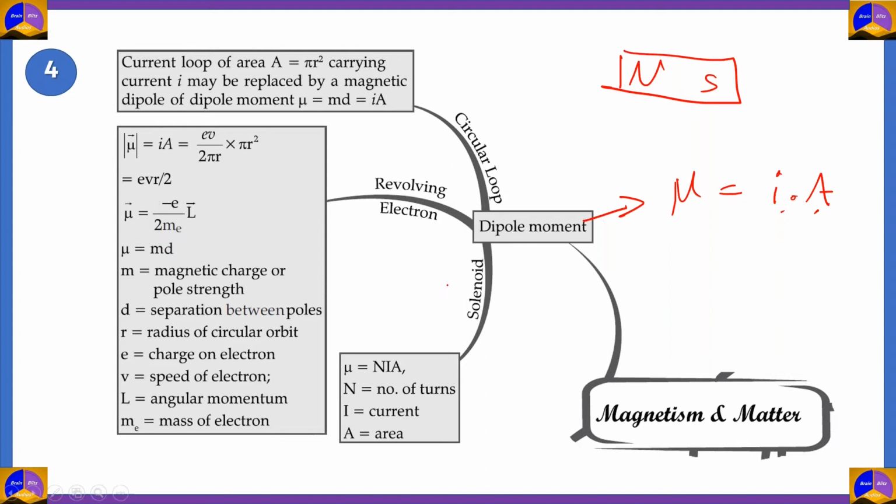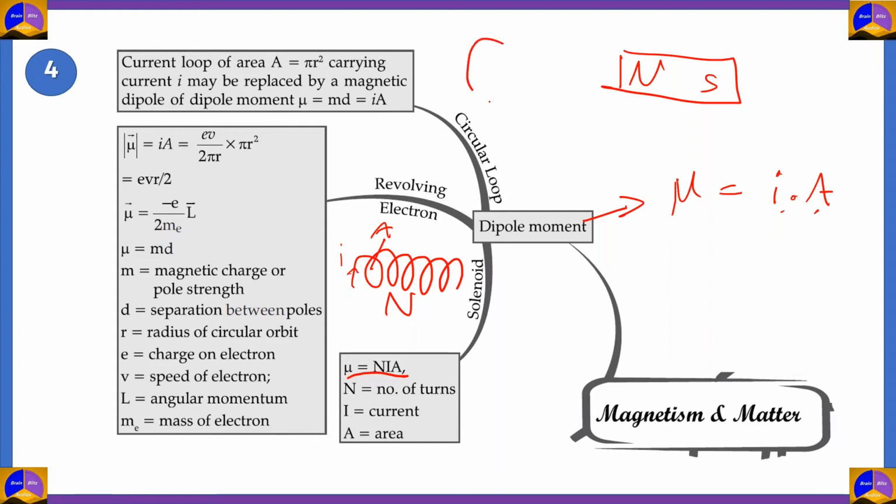So when it comes to a solenoid that has n amount of turns, and each turn has an area A, and the current I is passing through the whole solenoid, in order to find out the effective dipole moment, we need to multiply the dipole moment obtained at each turn times n. So the value for mu in a solenoid will be NIA, where n is the number of turns, I is the current, A is the area of cross-section of the turn.